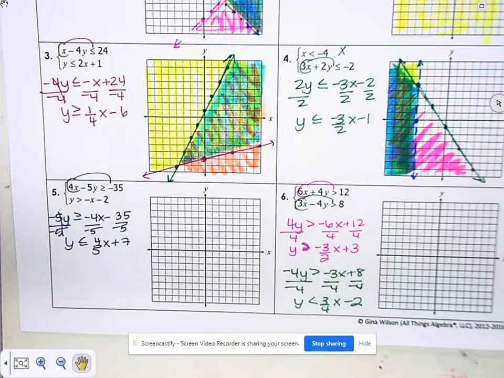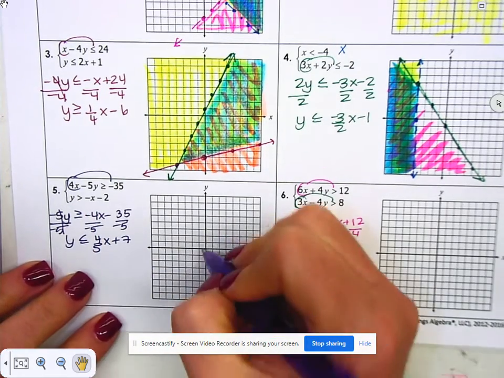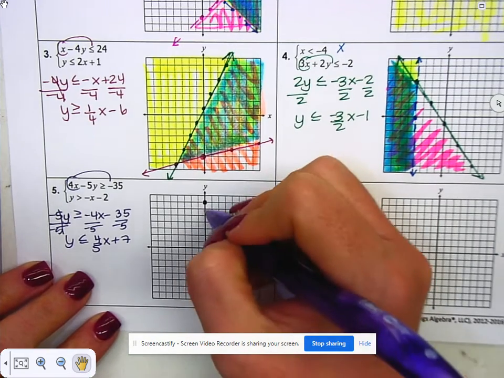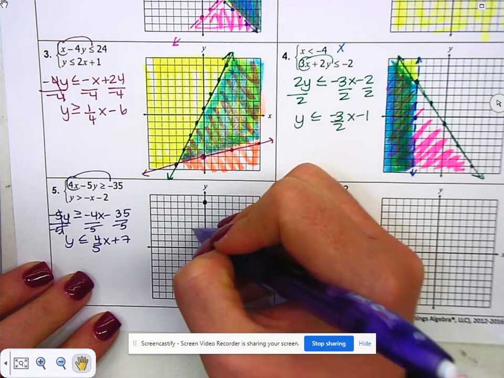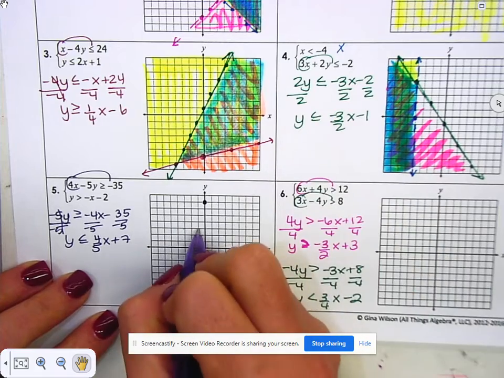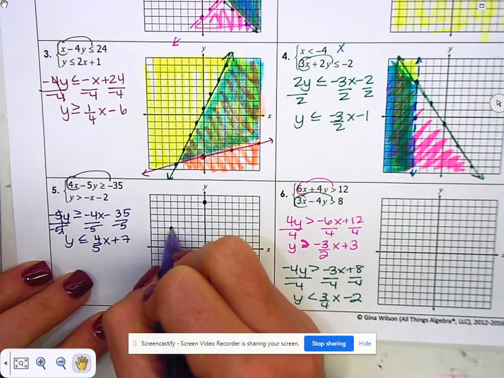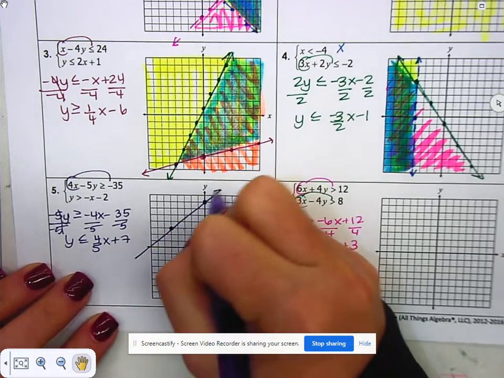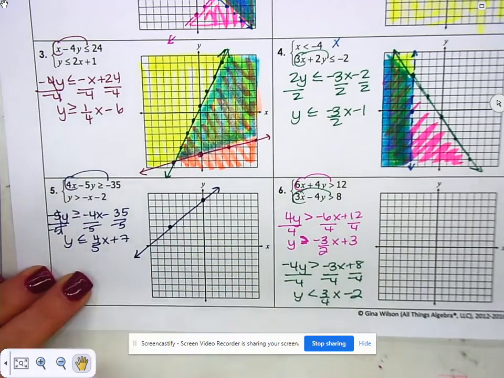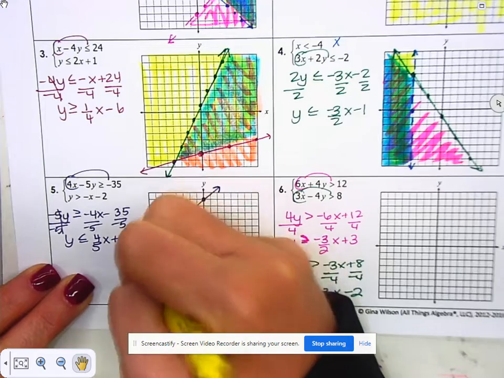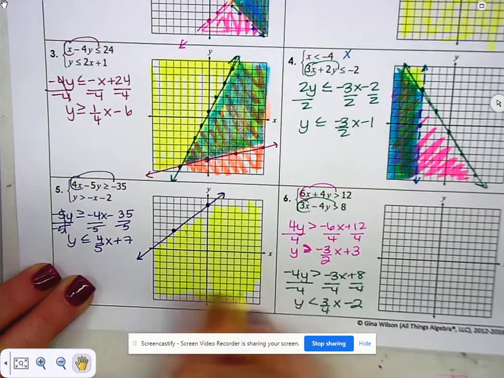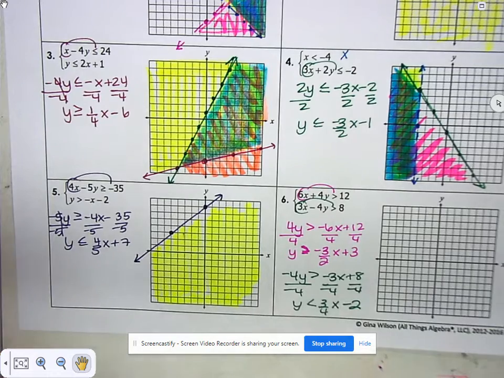All right. So number 5, let's do the top one first. So we're going to start at 7. Can't go up 4, so we're going to go down 4, and then we would have to go left 5. Okay, and that is going to be a solid line. Okay, and that one is shaded. That one's less than, so it's below.